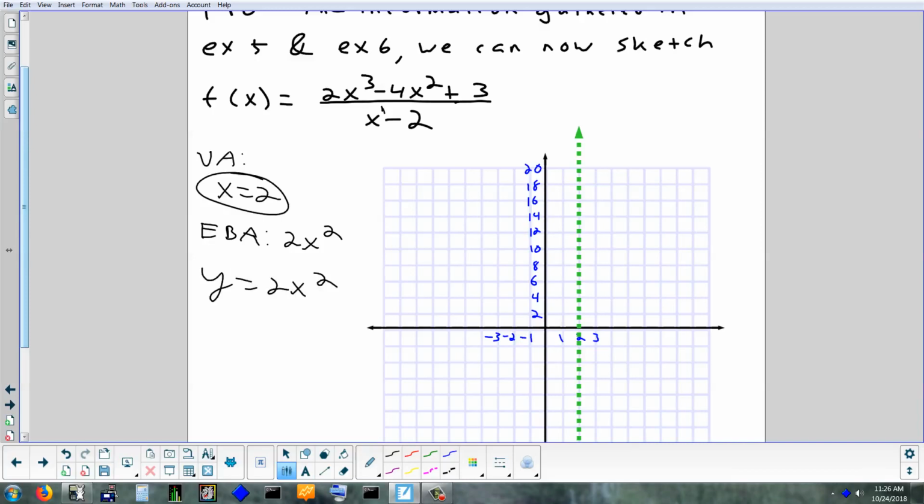Yeah, 0. What about if x was 1? Y would be 2. So if x is 1, y is 2. If x is negative 1, y is also 2. What about if x is 2?